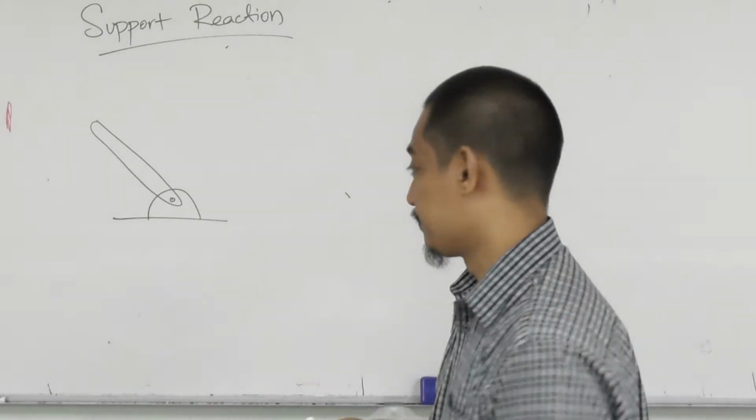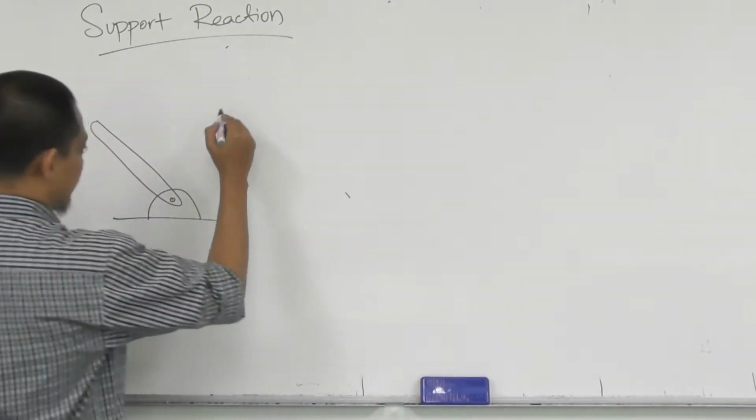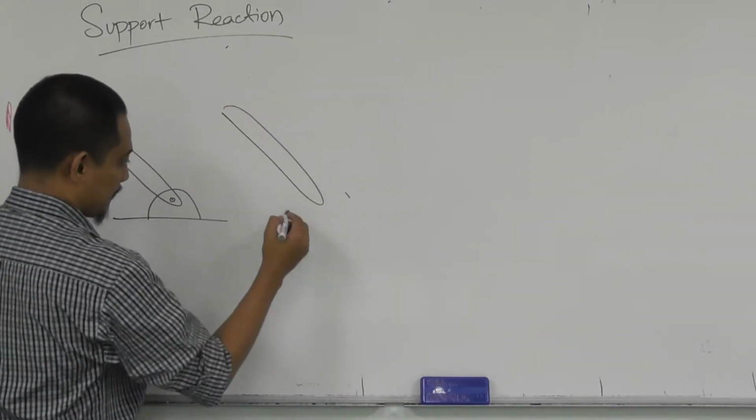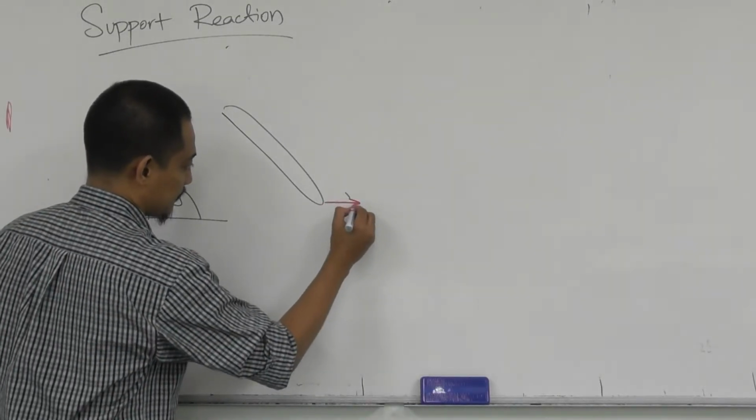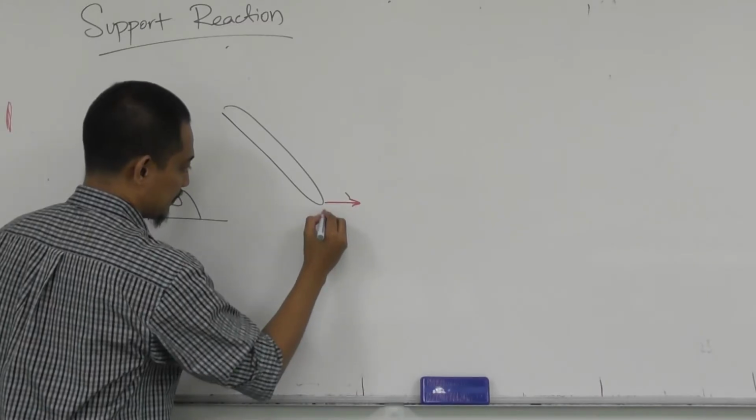So in that case, how do you draw the free body diagram of this part? Basically it will be something like, hopefully you can guess this already. You'll have, let's say, something like that, right?